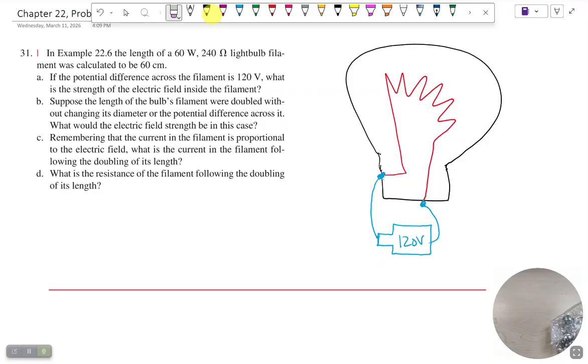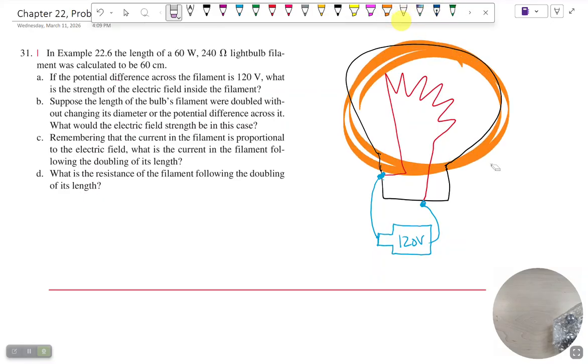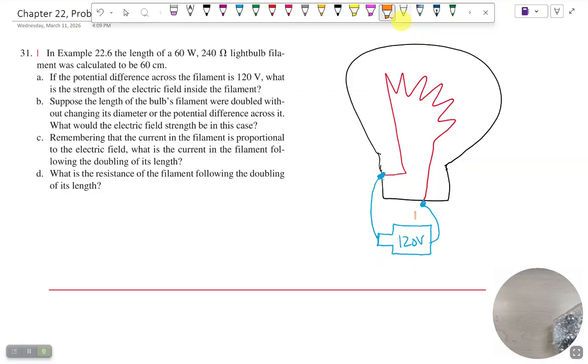So basically, here's a light bulb, and here's the light bulb filament, the squiggly stuff right there, and I have it connected to a 120 volt source. So we know the potential difference. You could say here is 120, and then down here is 0. So the potential difference is 120 volts. And again, they want us to find the electric field.